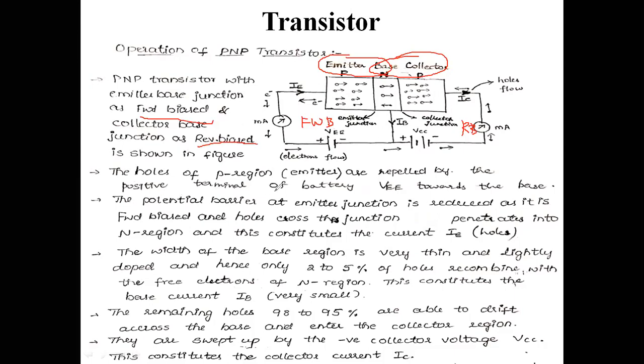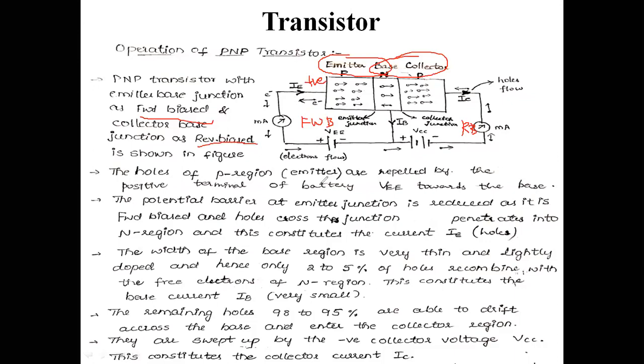The holes of the P region, that is the emitter, are repelled by the positive terminal of the battery. The holes possess positive charge, so these positive charges are going to be repelled here. Why? Because it is connected to the positive terminal of the battery. The holes get repelled from this positive terminal of the battery.